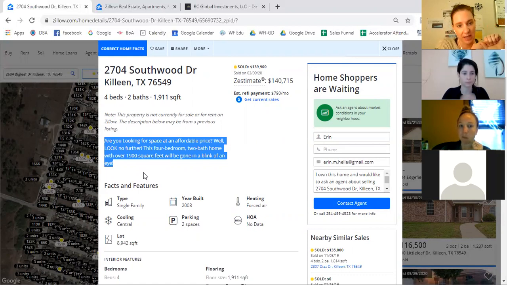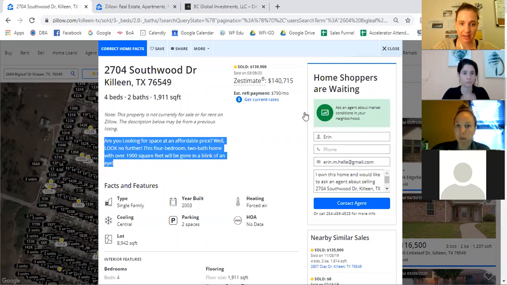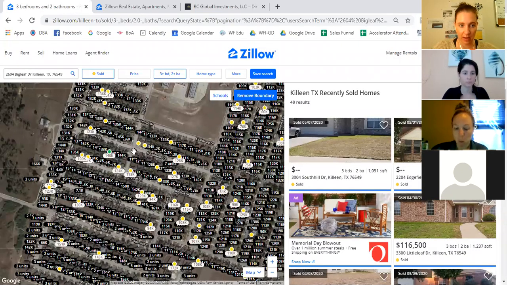And then also it says it'll be gone in the blink of an eye. Sometimes people just write that in there, but when it's underpriced, undervalued, that's something you can assume is going to kind of fly off the shelf, right? So for those two reasons, I think this price is too low, and that's because I've done a little bit more analysis. I think this one is valued. It could be up to 160.